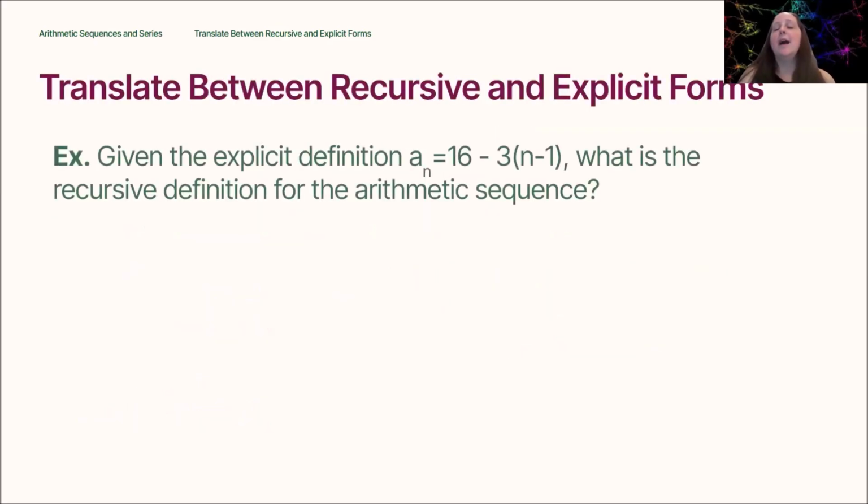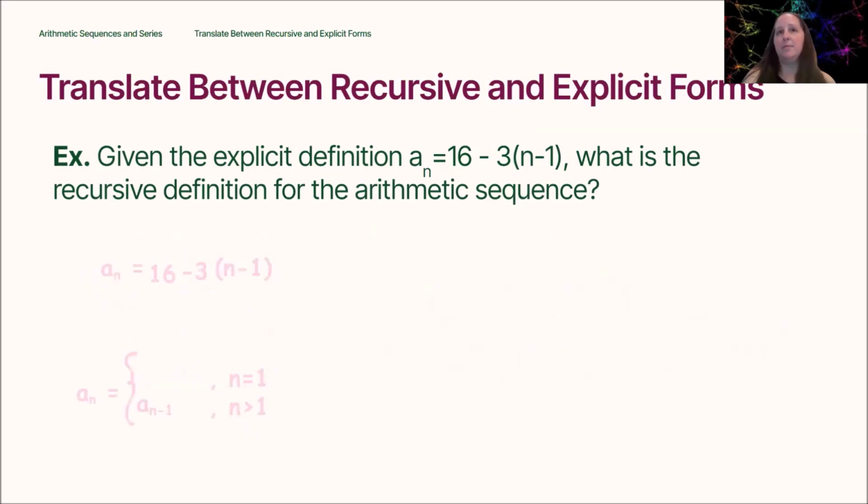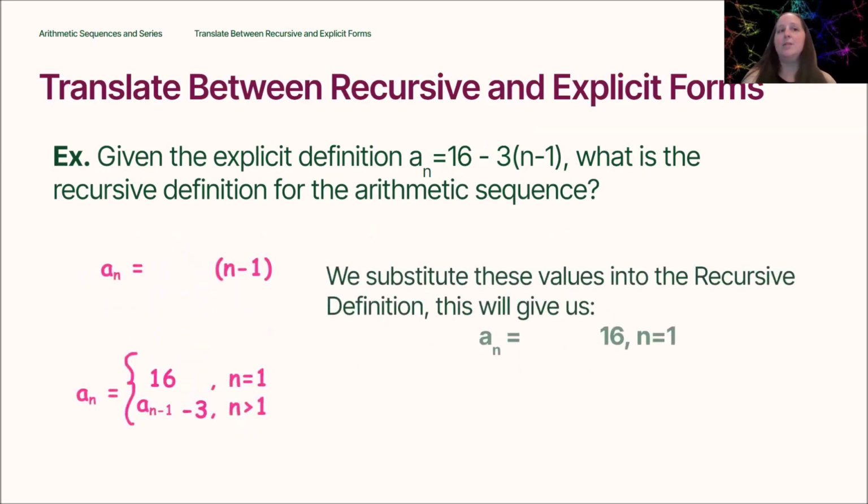Okay. I can also go the opposite way where I'm going from explicit to recursive. Okay. I'm going to do the same thing. I'm going to locate my a sub 1, in this case 16, and my common difference, in this case -3. Okay. Then I'm going to use that information and I'm going to substitute it into my recursive definition. So a sub n equals 16 when n equals 1, and a sub n minus 1 minus 3 when n is greater than 1.